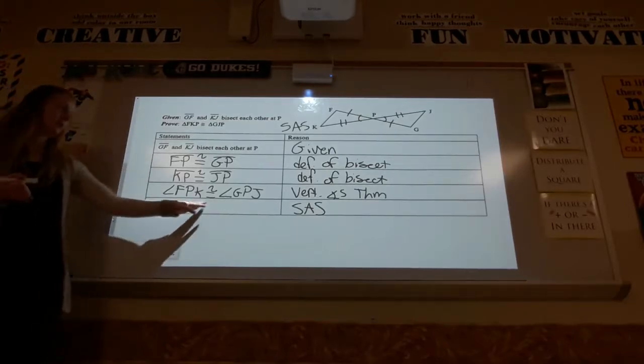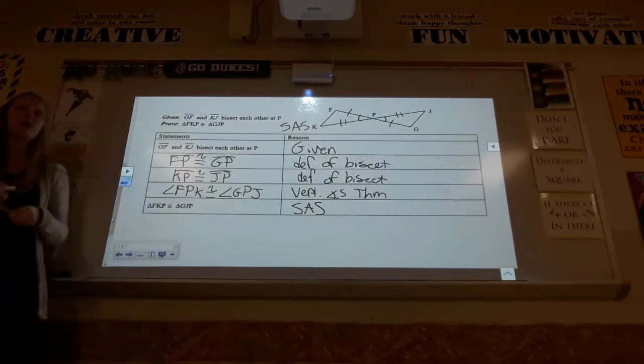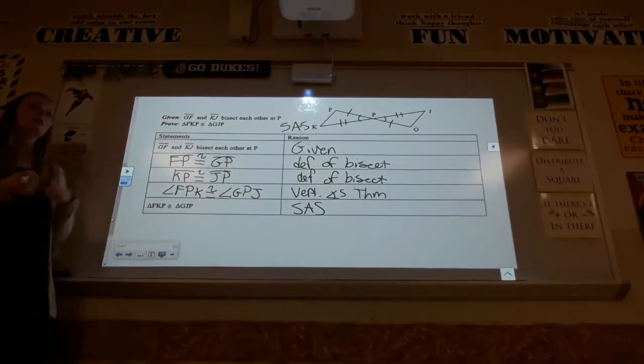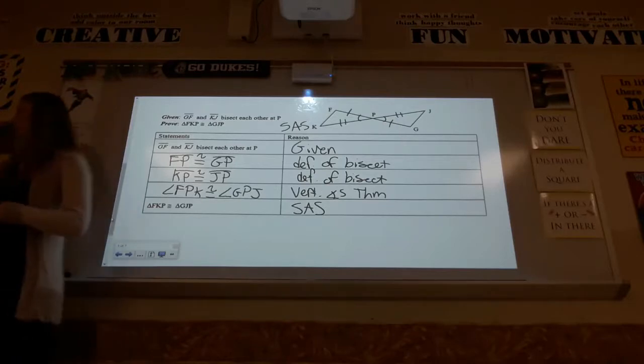So make sure you guys are writing congruent markings instead of equal signs, because we're not talking about how long they are as numbers or values or stuff like that. We're talking about comparing them as congruent. So please make sure you're using the congruency symbol in these proofs.